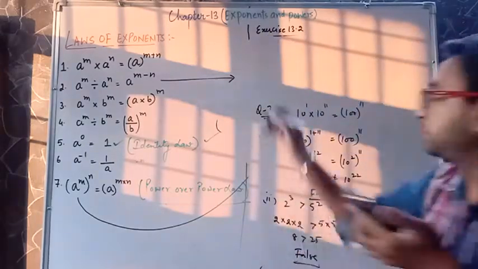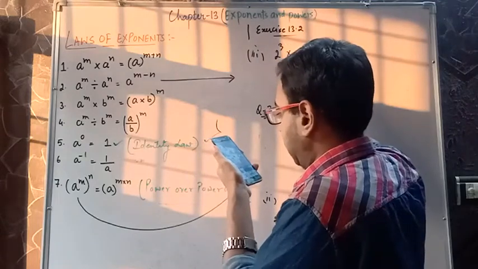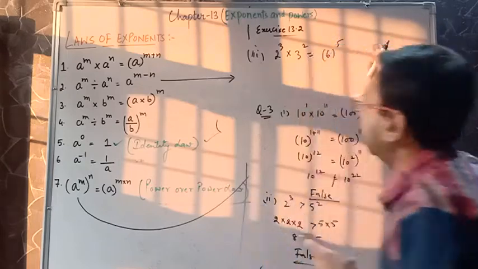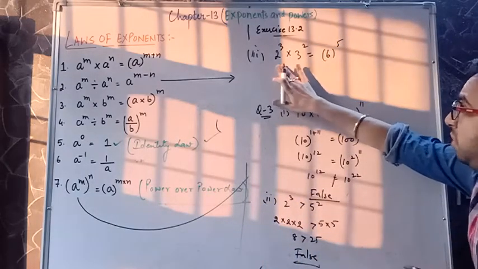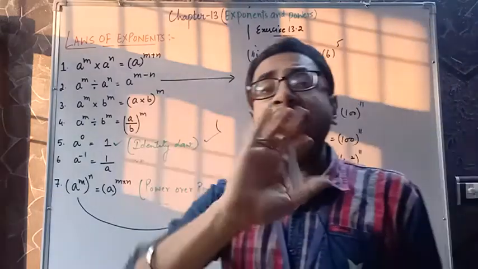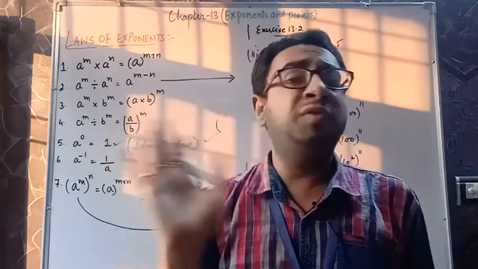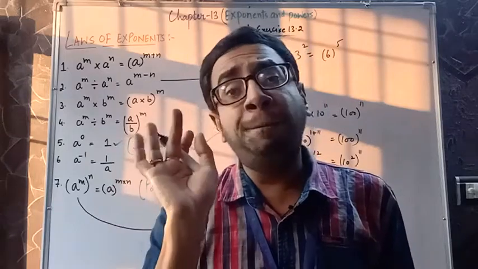Two raised to power 3, 3 raised to power 2 is 6 raised to power 5. See what he has done. I haven't given you this; it is a pure example where the bases are different and the exponents are also different. In that case, we don't have any law. When the bases are different and the exponents are different, we don't have any law, and hence we have to solve it completely.